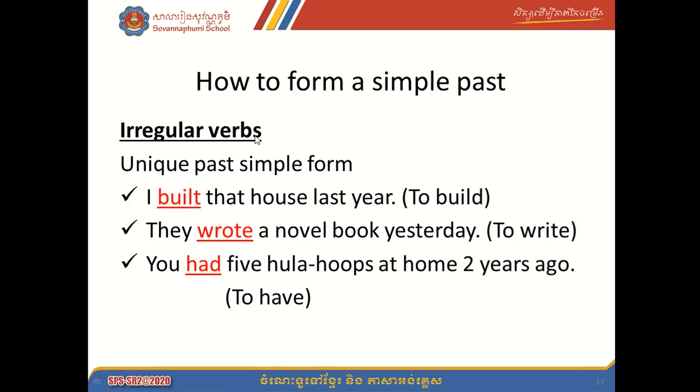For irregular verbs, it is a kind of unique past simple form. For example, I built that house last year. Build came from the infinitive to build. They wrote a book yesterday. Wrote came from the infinitive to write. You had 5 hula hoops at home 2 years ago. Had came from to have.